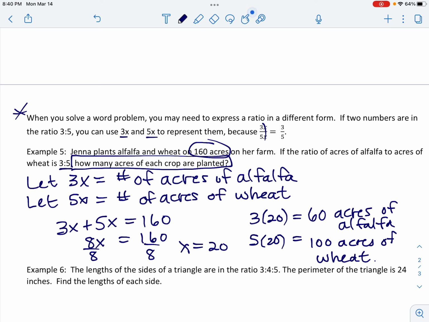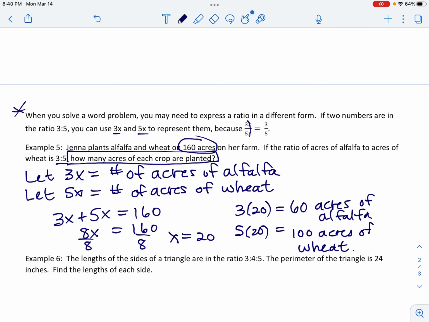100 plus 60, yes, that adds up to 160, but is it a 3 to 5 ratio? We always have to check. Let's put it in ratio form. If I have 60 over 100 and I simplify that, I get 6 over 10, and I can divide both by 2 to get 3 over 5. Yes, 3 over 5 is a 3 to 5 ratio, and that checks. So I can verify that it makes sense and that it is the same ratio we needed in the first place.